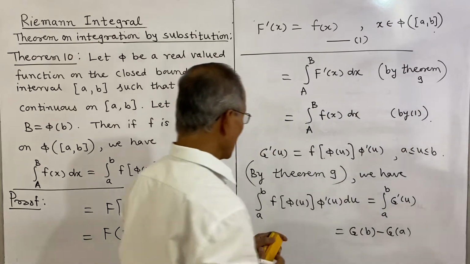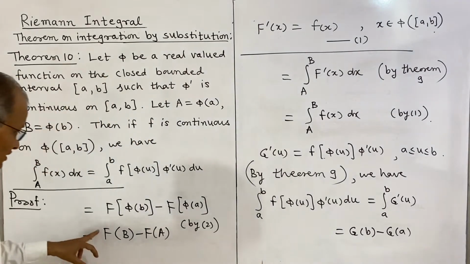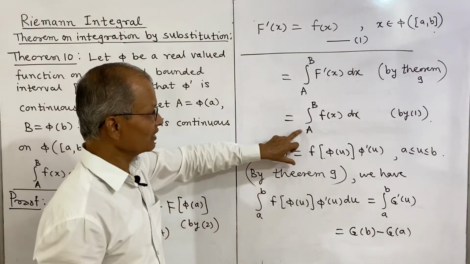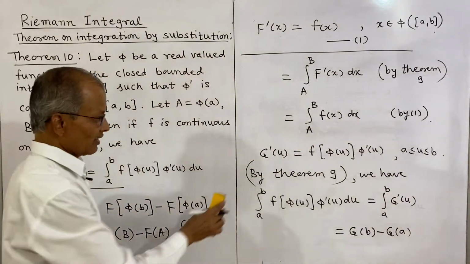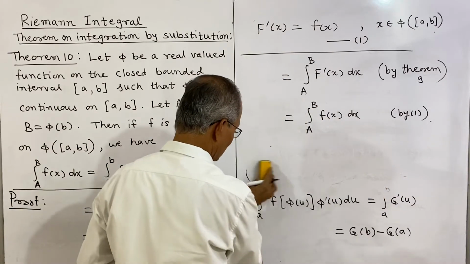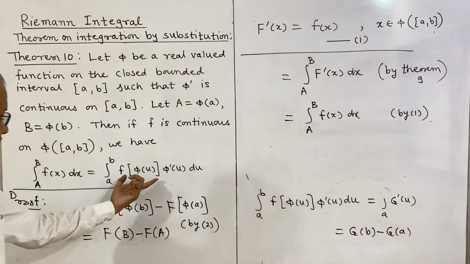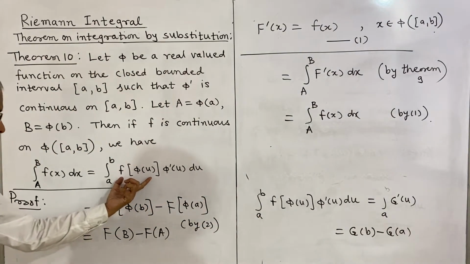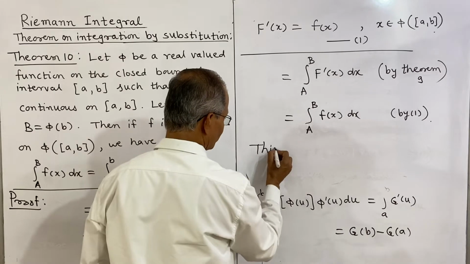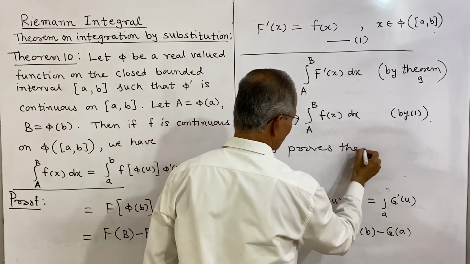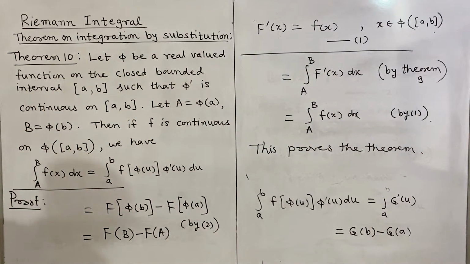And thus, we started with the right side, expressed these terms, and finally we get that it is equal to the integral from A to B of f of x dx, which is our left side, and this proves the theorem. We have proved that the integral from a to b of f of phi of u into phi dash of u du is equal to the integral from A to B of f of x dx. Thus, we have proved the theorem of integration by substitution.